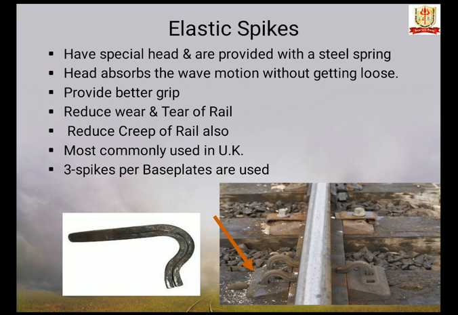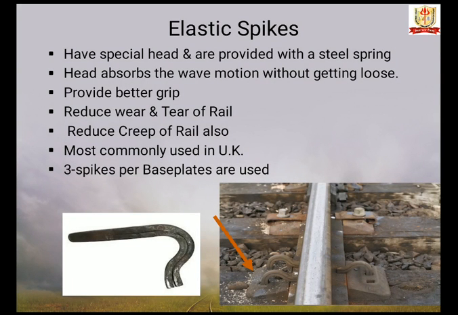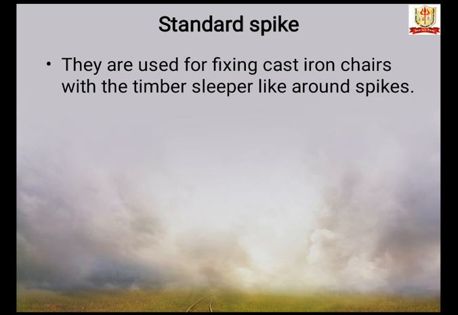Last is the elastic spike. It has a special head and is provided with a steel spring. The head absorbs the wave motion without getting loose, provides a better grip, and reduces the wear and tear of the rail. Most commonly used in the UK, three spikes per base plate are used. Standard spikes are used for fixing cast iron chairs to timber sleepers, like round spikes.